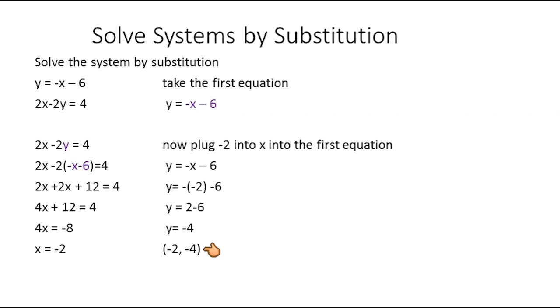So you want to write your answer as a point. X is negative 2 and y is negative 4. X equal negative 2 and y equal negative 4 is the answer, but you want to write it as a point. Get used to writing your answers when you're dealing with linear systems as a point.